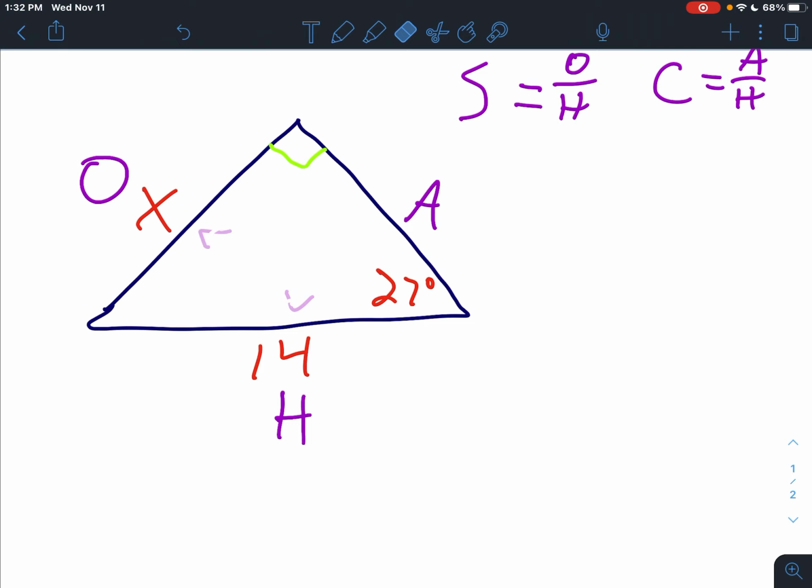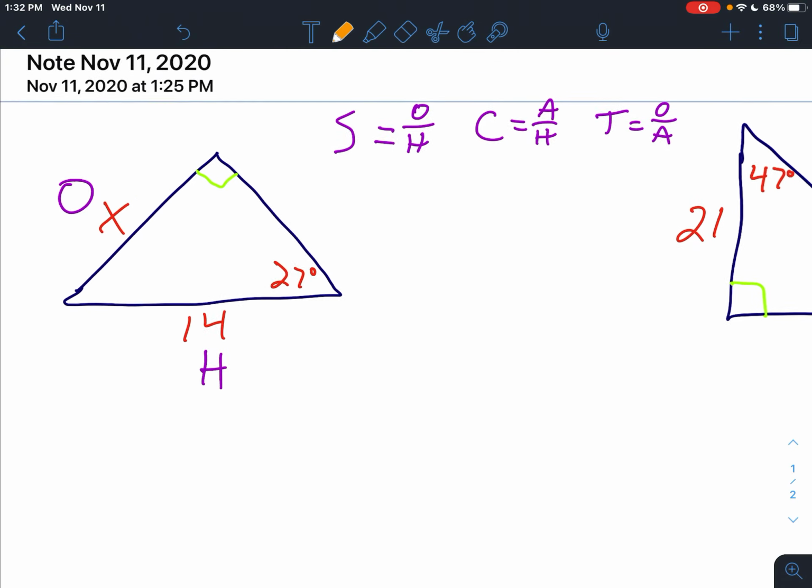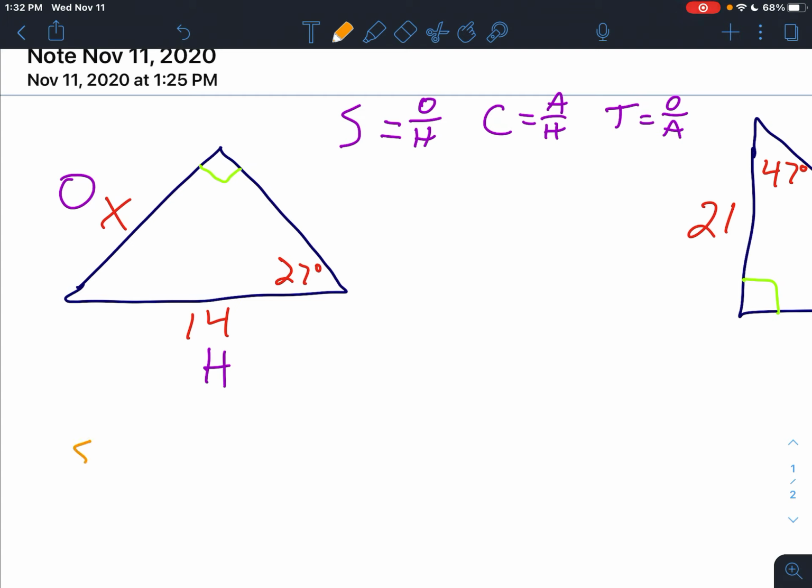Now, we do not need to use the adjacent side today because there's nothing on there. It's a blank side. All right. So I'm going to use the opposite and the hypotenuse to set up my equation. And if I'm looking up here, sine is the one that uses opposite and hypotenuse. So the sine of the angle, so sine of 27, equals opposite on top and hypotenuse on the bottom. All right.